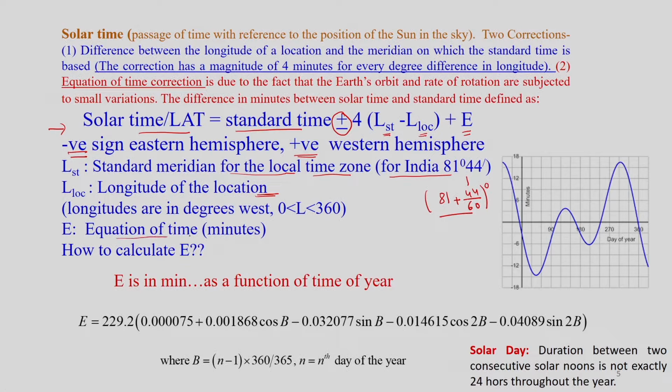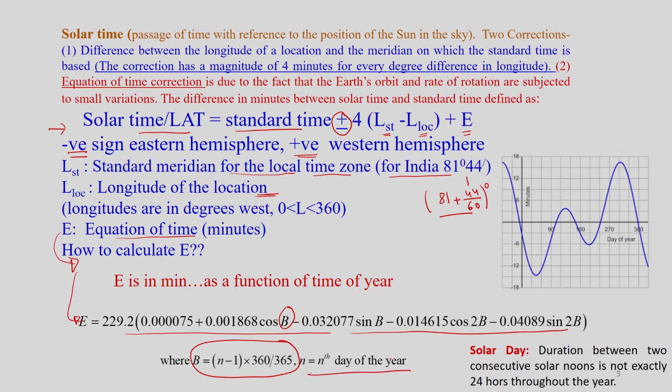and this E is the equation of time. This E can be calculated by using this equation. It is a long equation. So, if we substitute the value of B here, how to calculate B? B is (n minus 1) into 360 divided by 365, where n is the nth day of the year. So, for example, if n is equal to 1, say for January 1, then the value of B will be (1 minus 1) divided by 365 multiplied by 360, which is equal to 0.